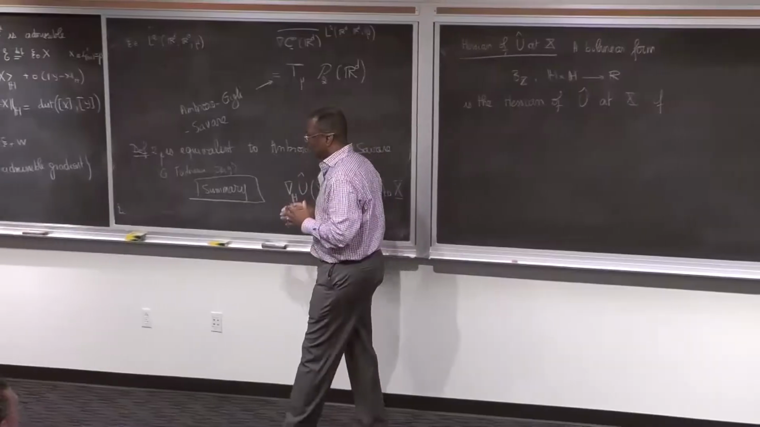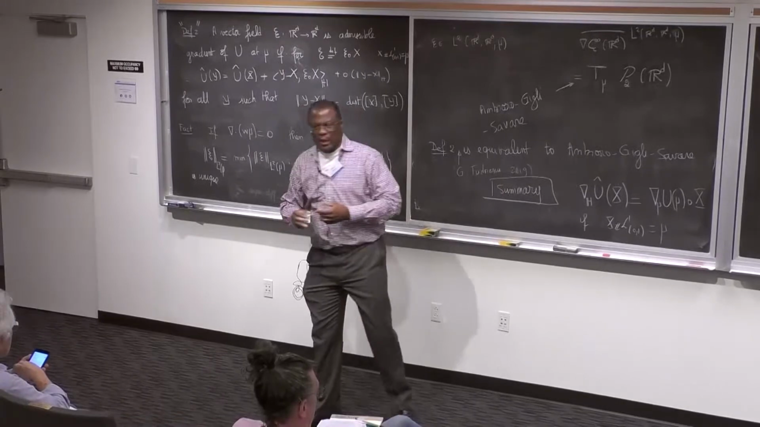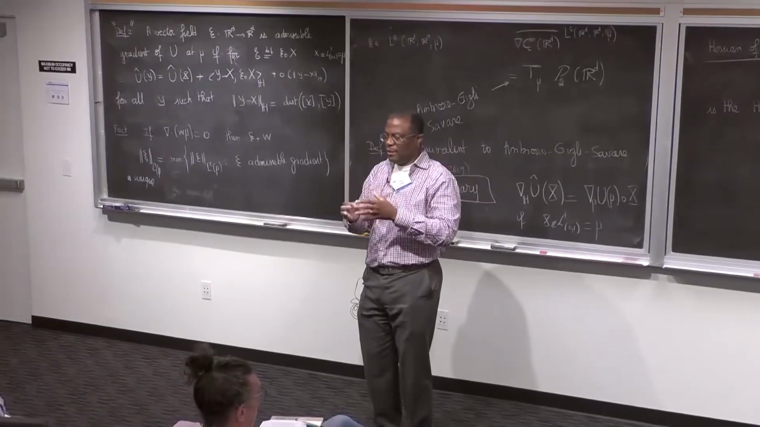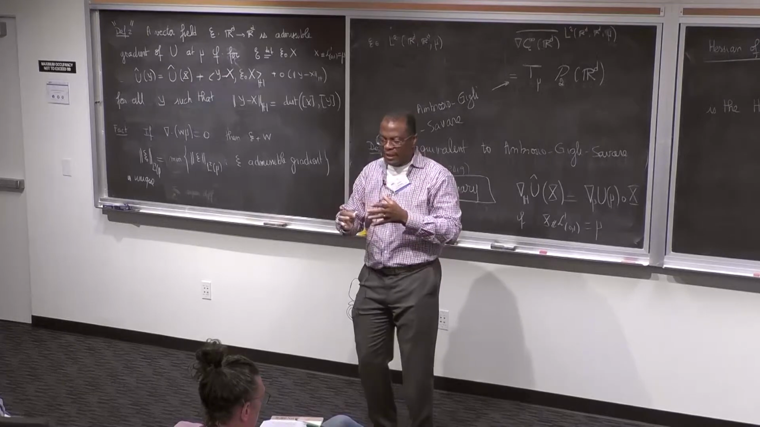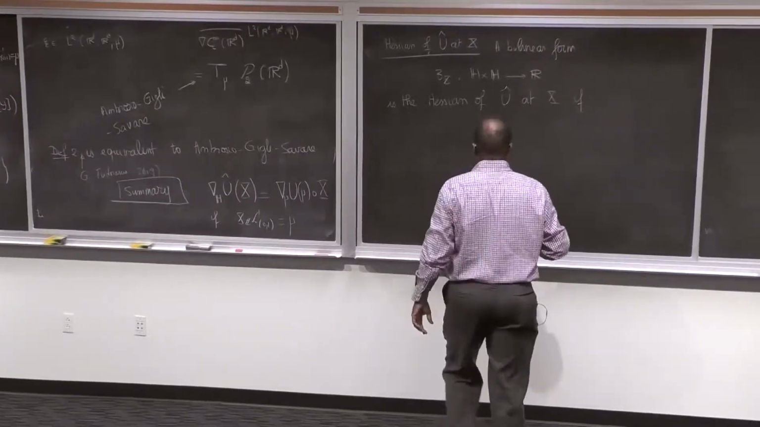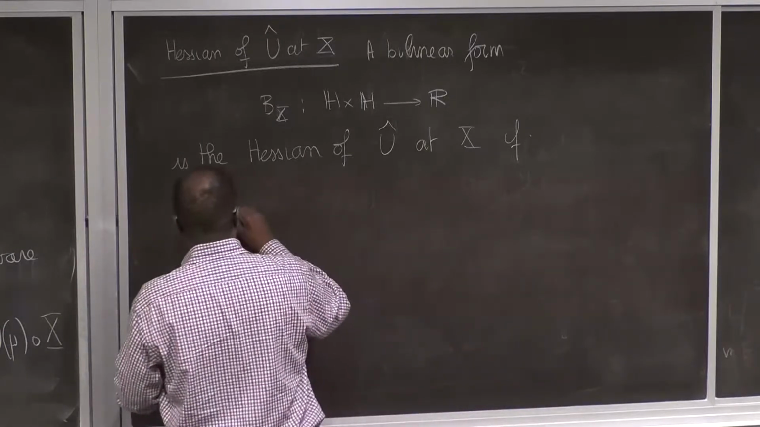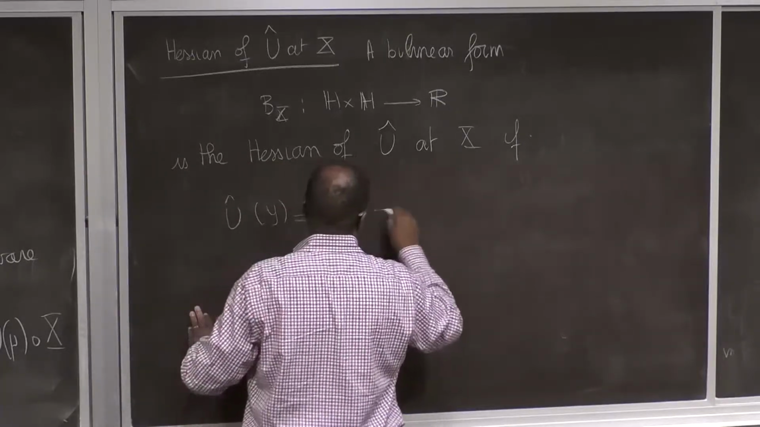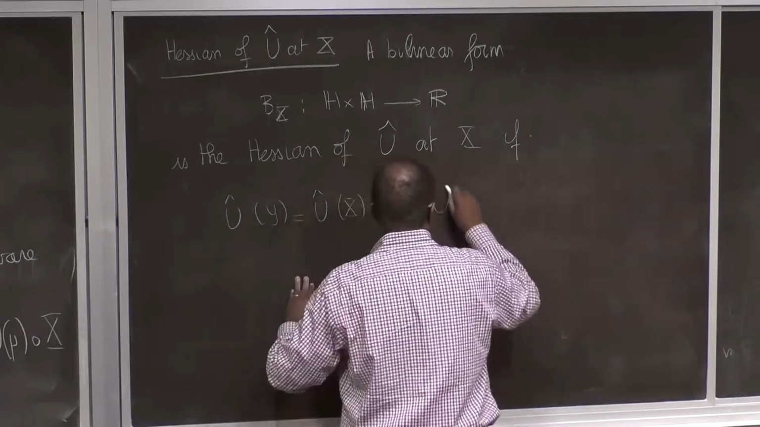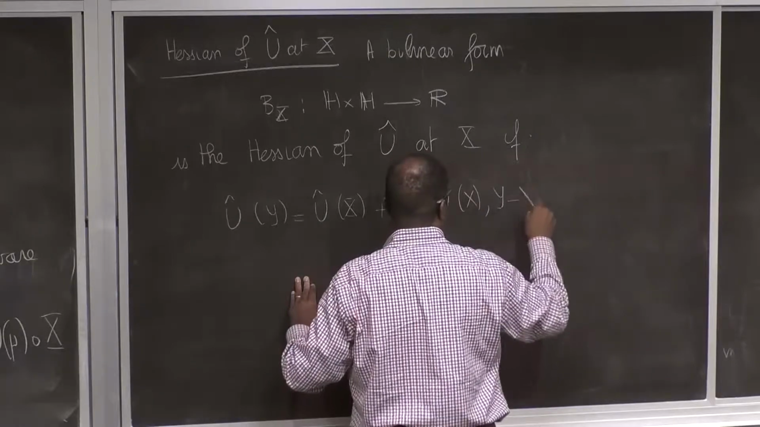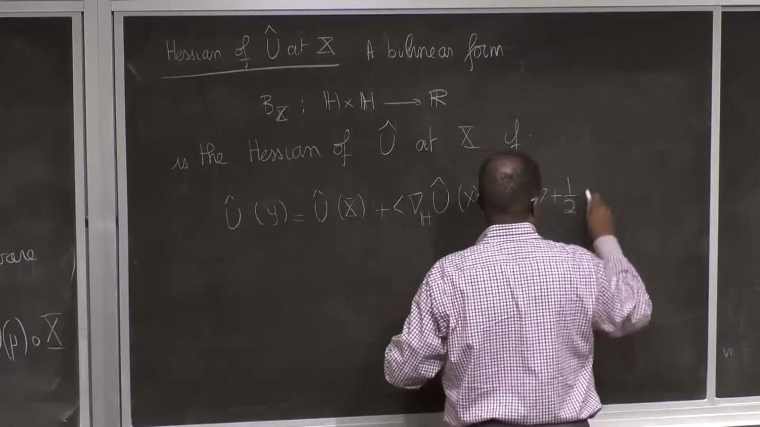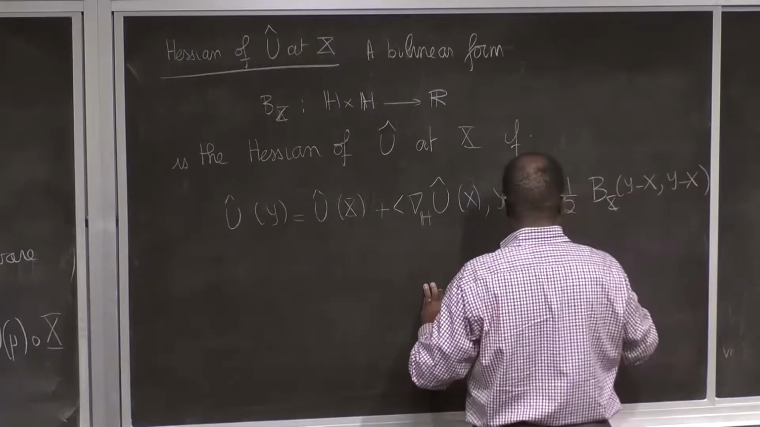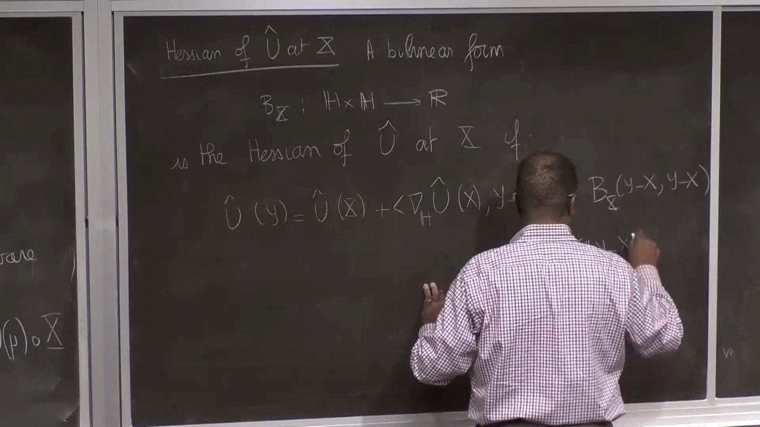And so I am skipping some assumptions. So I should say, assume u is defined in the neighborhood of x. Assume we know that it is differentiable in the neighborhood of x. Then I can define the Hessian the following way. If u hat of y equals u hat of x plus the gradient of u hat at x, y minus x, plus 1/2 Bx(y minus x, y minus x), plus little o of the norm of y minus x squared in H.